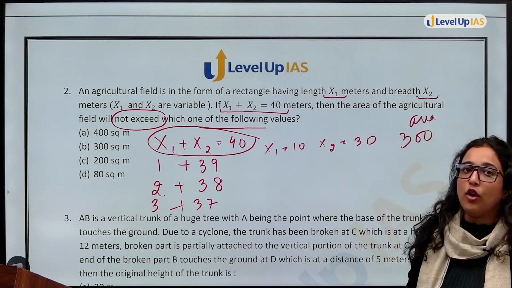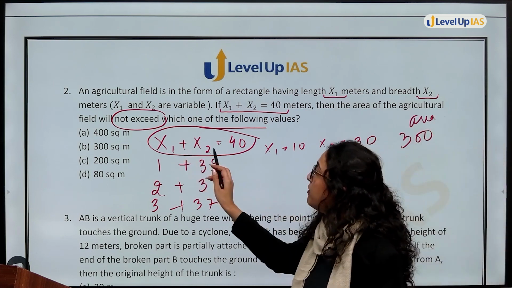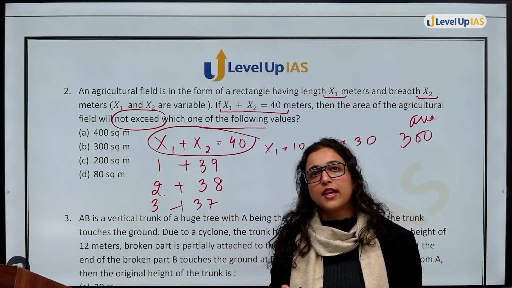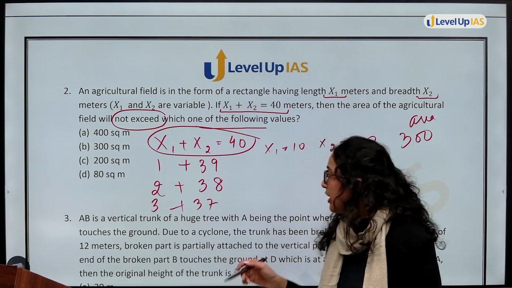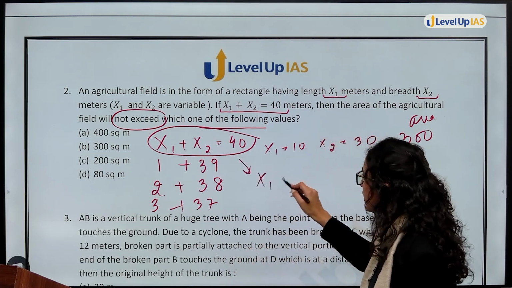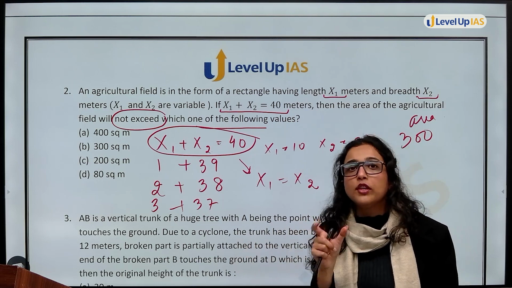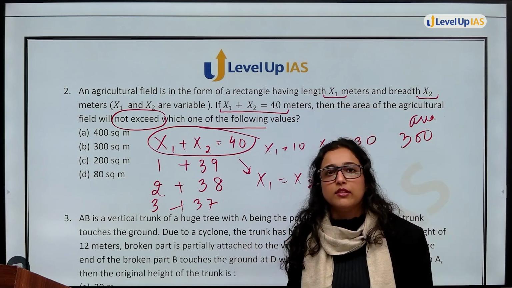So if I want that value to be maximum, so हम क्या करेंगे? x1 और x2 को as close as possible. As close as possible क्या हो गया? When x1 is equal to x2, they cannot get closer than this, right? दो numbers close होने चाहिए. That means equal हो जाएंगे.